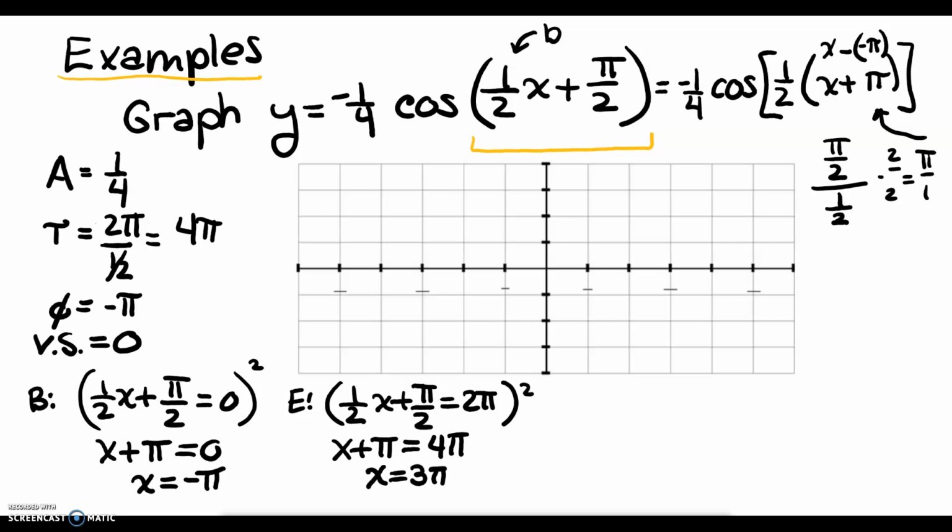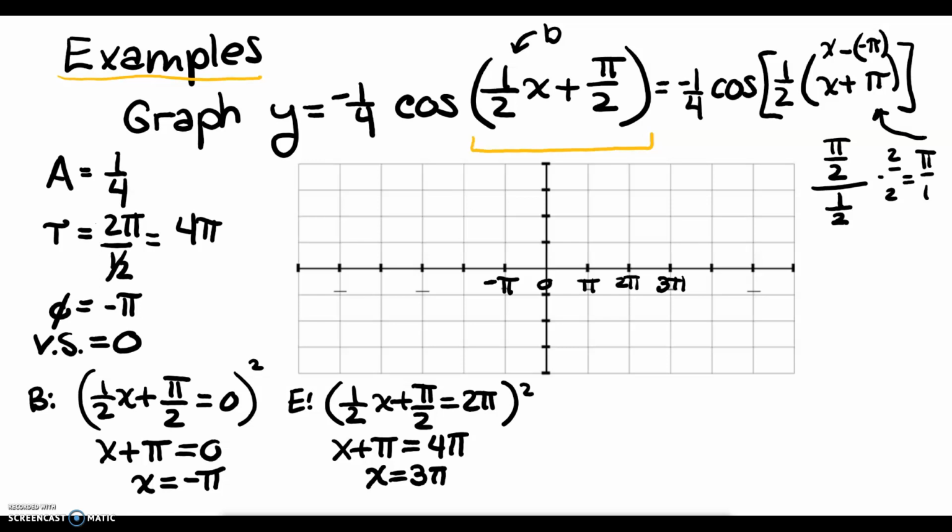So I need to mark those off on my graph paper. I know that the distance between negative pi and 3 pi is 4 pi, so that is very convenient. So I go negative pi to positive 3 pi. And now I'm going to mark the midpoint, which is going to be at pi, the quarter mark, which is at 0, and then the 3/4 mark, which will be at 2 pi.